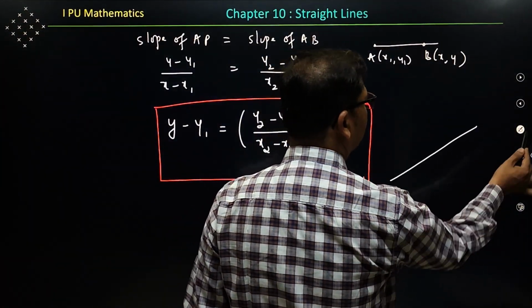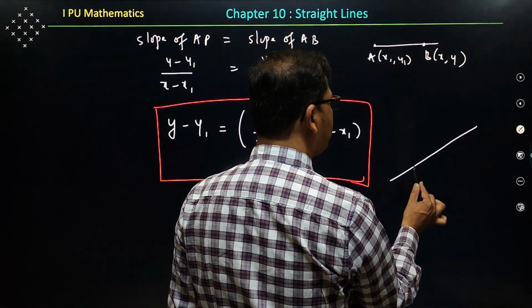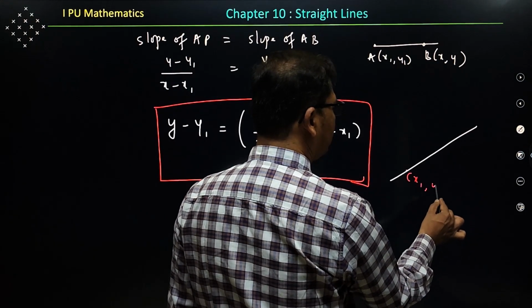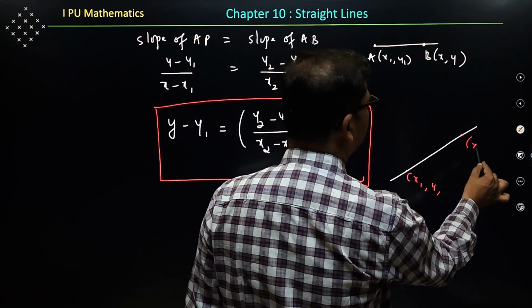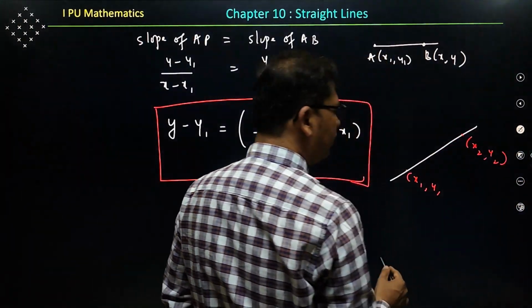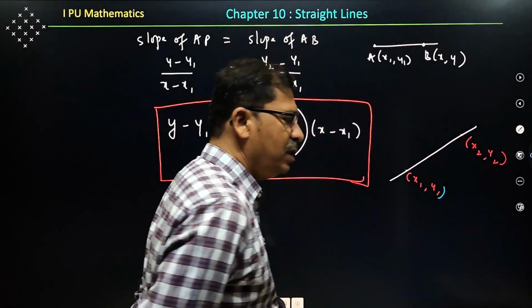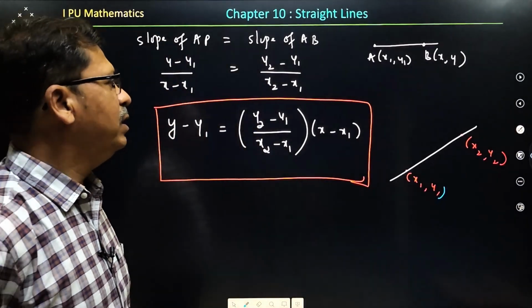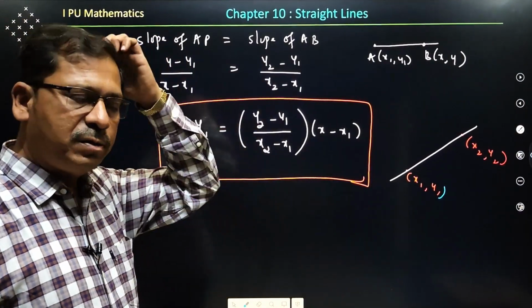Here it is passing through 2 points. Say this is x1, y1. This is passing through the point x2 comma y2, and then observe here, please concentrate here. The question is to find the equation of the straight line passing through 2 points.